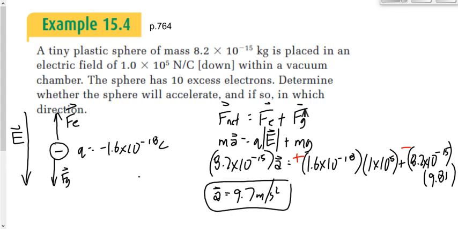Does it accelerate? Yep. Up or down? Up. The acceleration is positive. It's an upward acceleration. That means that the electric force ends up being bigger than the gravitational force acting down.